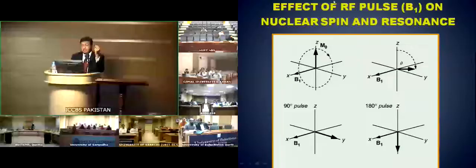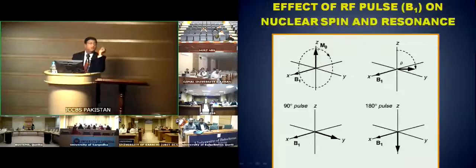For instance, let's say it takes 10 microseconds for a radio frequency pulse to bring this magnetization back to the longitudinal magnetization vector, a full circle. How much time would it take to bring it to minus z? Half circle, 5 microseconds. And if I tell you 2.5 microseconds, where will it go?